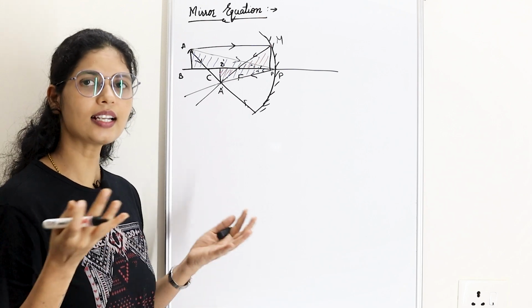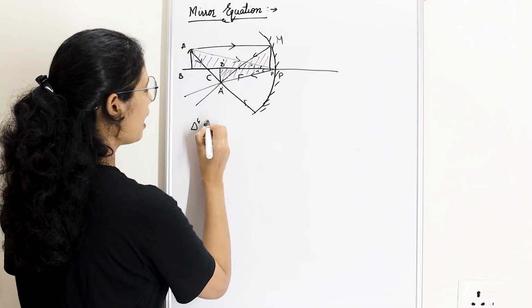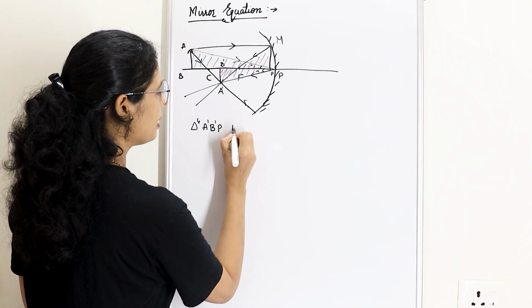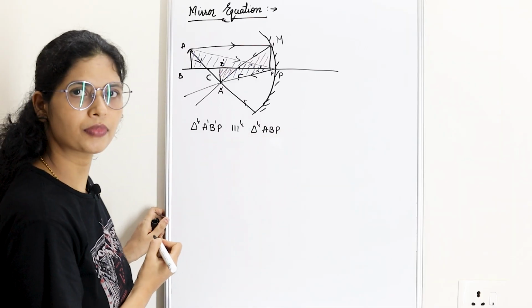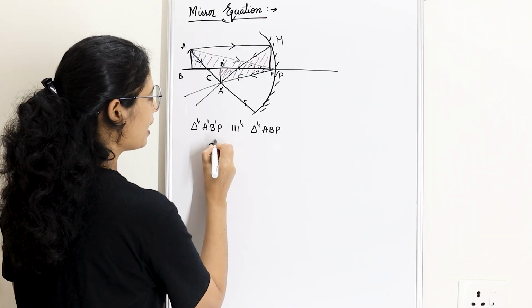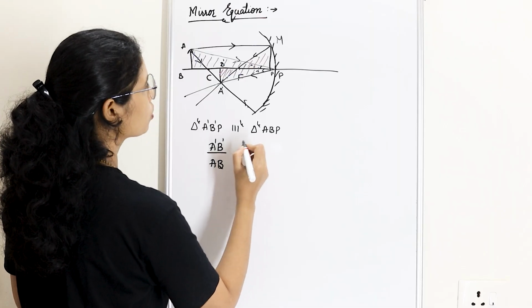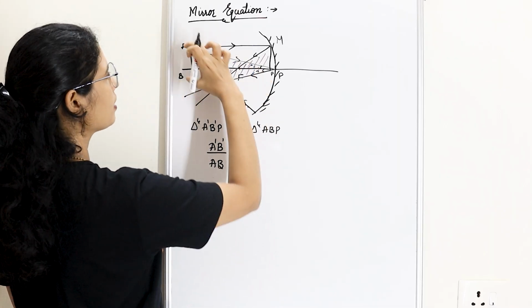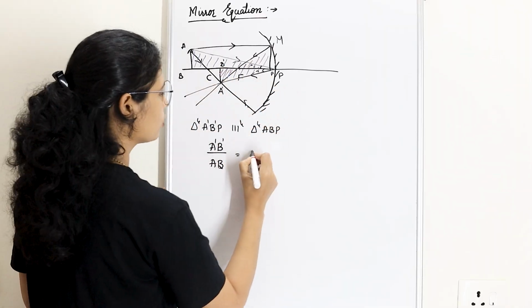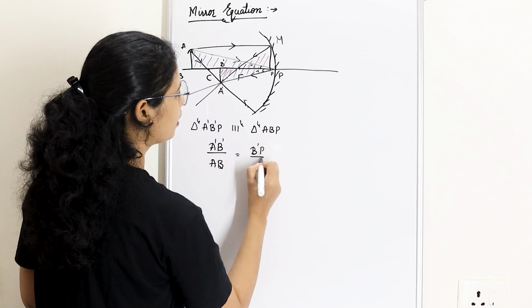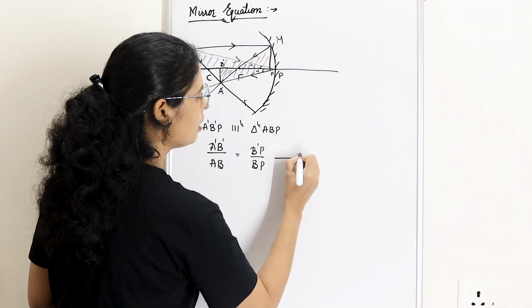Again, similar triangles, the sides also are in the same ratio. So triangle A dash B dash P is similar to the triangle A B P. So which sides are equal? A dash B dash is similar to AB, and B dash P is similar to BP. So I'll take it as B dash P divided by BP. Okay, I'll take this as equation number 2.